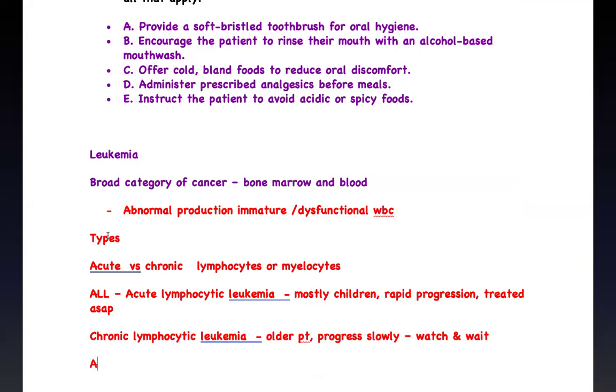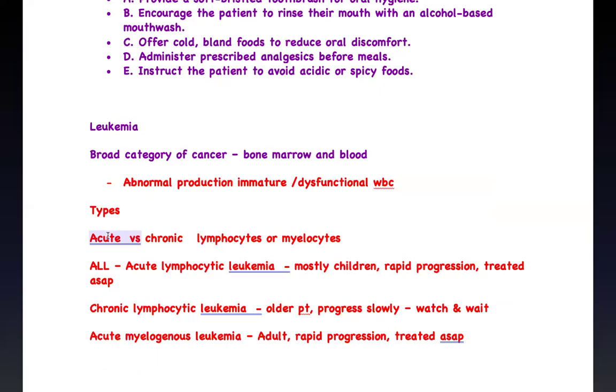You also can think about what? Acute myelogenous, that's what we call it, leukemia. So far as it's acute, you've got to treat it, but this is usually in an adult patient, and then there's a rapid progression. So it needs to be treated as soon as possible.